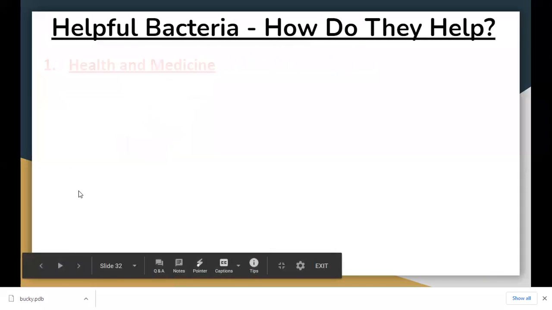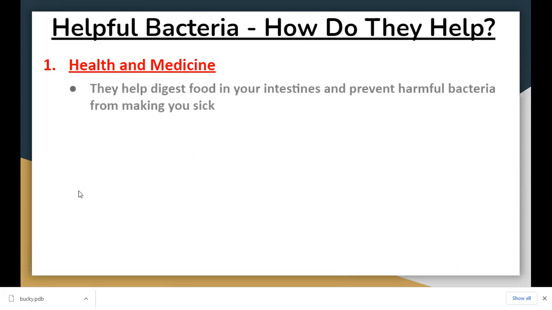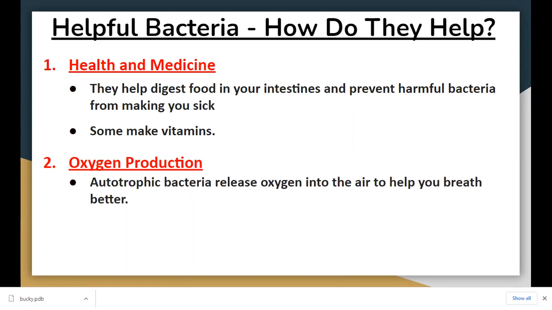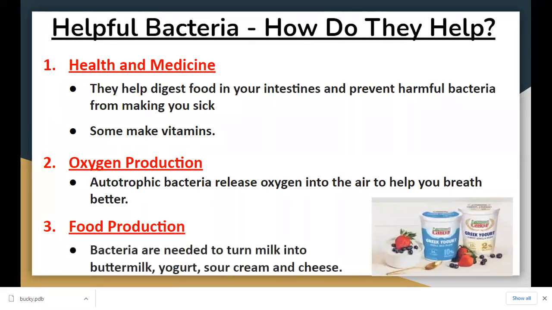How are bacteria helpful? Well, they're good for health and medicine. They help digest food in your intestines, and they help prevent harmful bacteria from making you sick. You want to have good bacteria in your intestines. That's important to fight off illness. Some make vitamins. Two, they are helpful for oxygen production. Autotrophic bacteria, the kind that make their own food, will release oxygen into the air to help you breathe better, a lot like what plants do. They are also good for food production. Bacteria are needed to turn milk into buttermilk, yogurt, sour cream, and to make cheese.